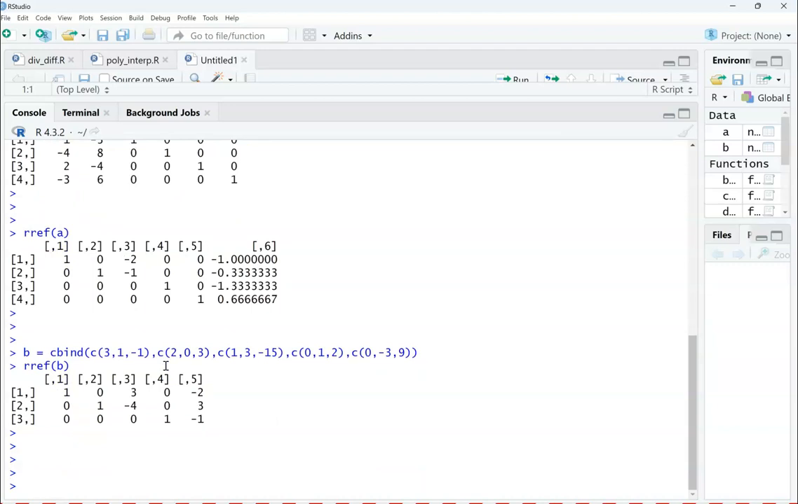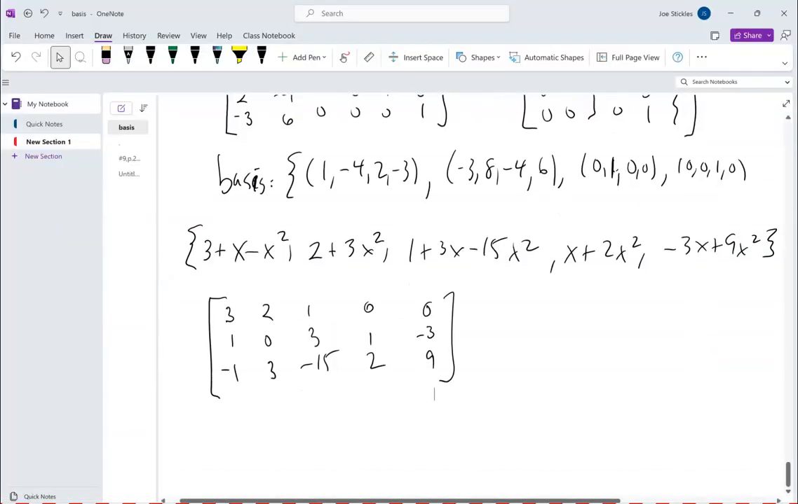Assuming I typed that in correctly, that's what we get. So going back again, how do we figure out what we're going to use for our bases? Pick out the columns that have pivots and go back to the original that we worked with, right? So what columns in the original are we going to pick out? 1, 2, and 4. So the polynomials that correspond to 1, 2, and 4 are what?